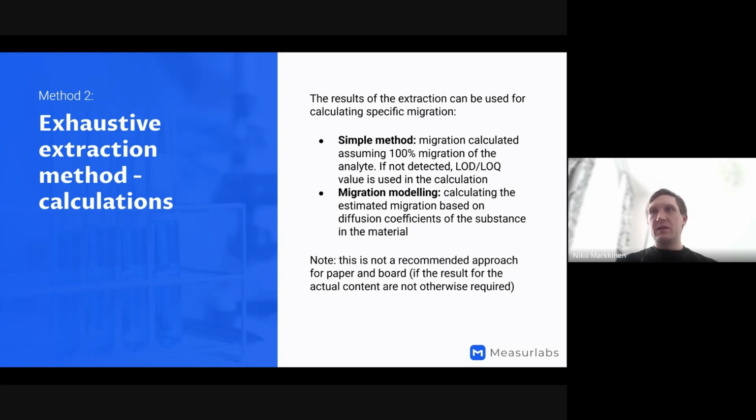There is a more sophisticated way as well of doing it, where you also apply the diffusion coefficients for, let's say, BPA in polyethylene terephthalate, but then you would need to have those numbers for the diffusion coefficients. So that's not like a full migration, but it kind of estimates how it would actually behave in a real migration scenario.